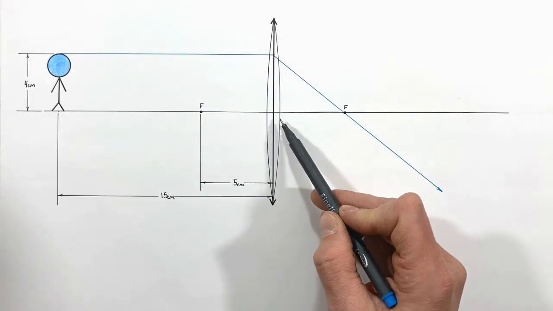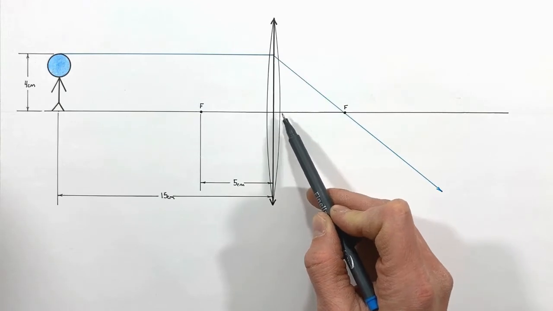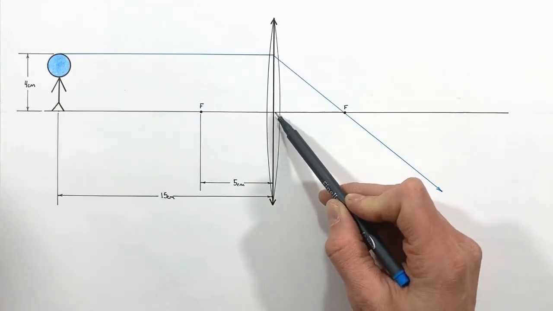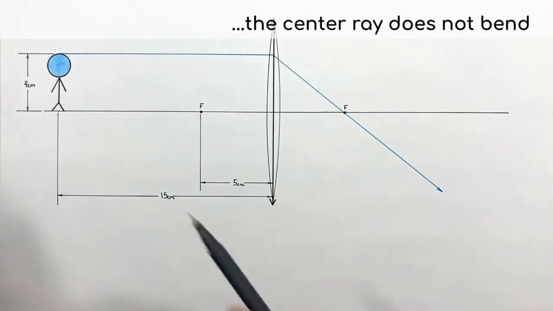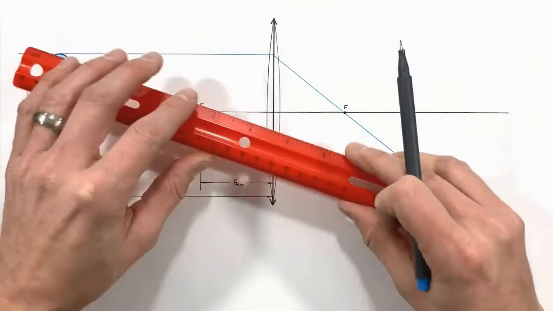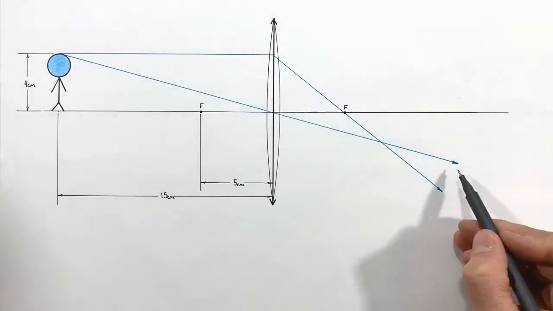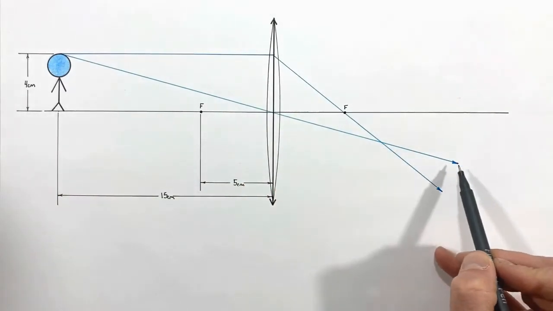Next, we're going to talk about the center ray. Now, a lens has no center of curvature to speak of. So when dealing with a lens, our center ray actually just passes through the center of the lens, that is to say where the lens meets the principal axis. And when that ray passes through the center point of the lens, it is not going to be bent at all. So starting at the top of our object, running through the center of the lens, we see this, a ray which has passed through the lens without being bent at all.